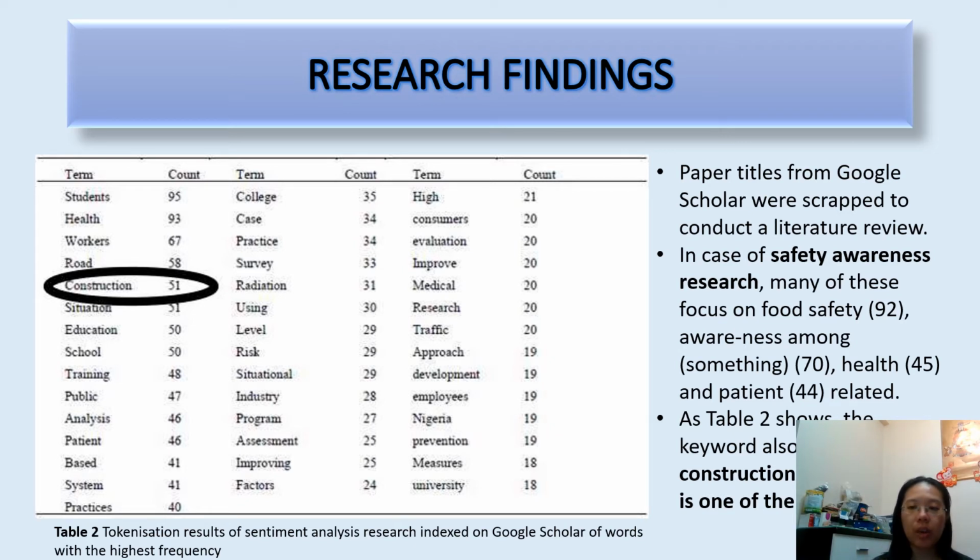So what we have done is go through three areas of research. Area number one is the safety awareness research. Using safety awareness research, we scraped all the titles from Google Scholar, and we found that a lot of the papers are about students, and a lot of papers are about health and workers. There are a lot about construction, because many papers are about construction awareness, and there are 51 altogether. We can go through these 51 papers to see what kind of research gaps we have when we look at construction safety awareness.